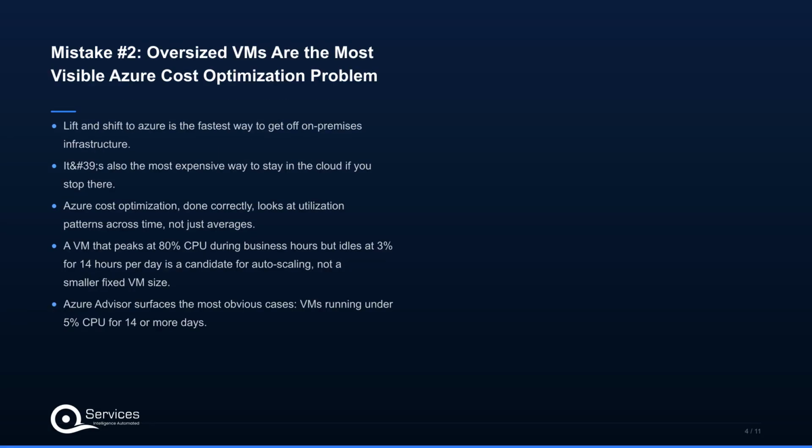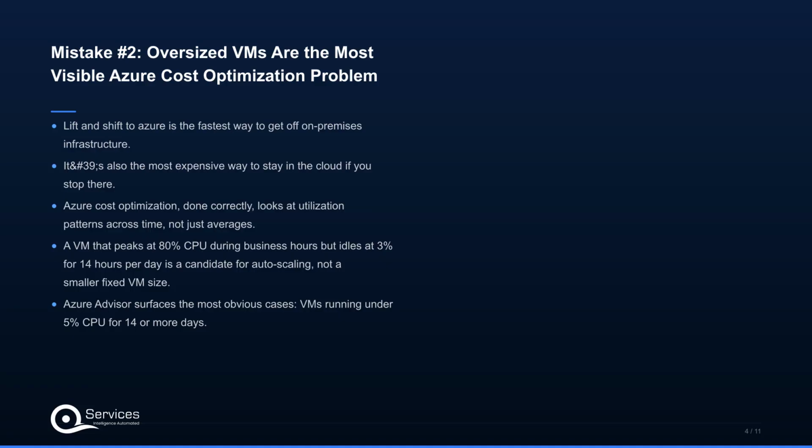Next up, mistake number 2, oversized VMs are the most visible Azure cost optimization problem. Lift and shift to Azure is the fastest way to get off on-premises infrastructure. It's also the most expensive way to stay in the cloud if you stop there. When teams migrate workloads at 1:1 parity with on-premises server specs, they typically over-provision by 40 to 60% because on-premises servers are sized for peak load that rarely occurs.